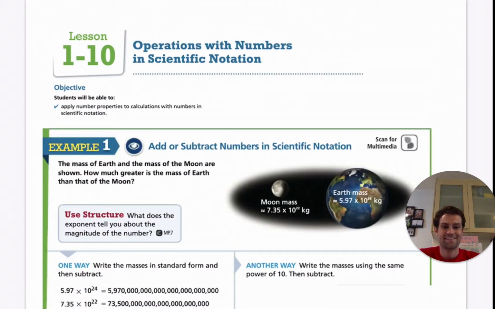All right, hi class. So today we're going to be looking at our last lesson for chapter 1. So this is lesson 1-10. Make sure you get this in your notes. So we're going to be looking at operations with numbers in scientific notation.